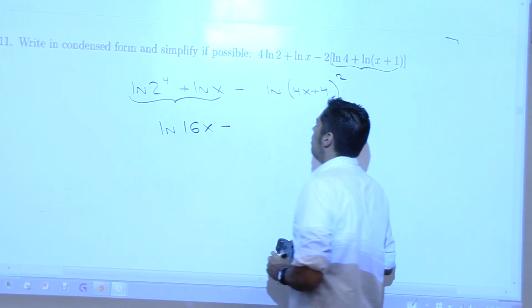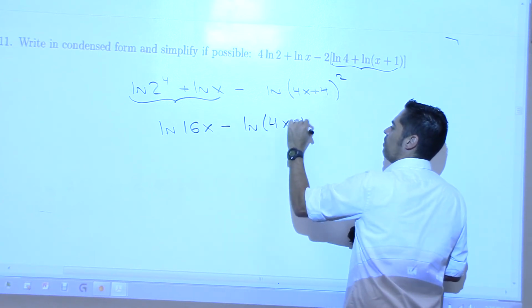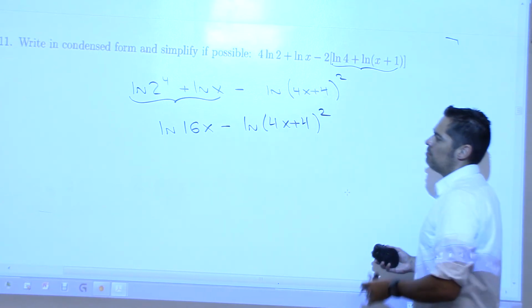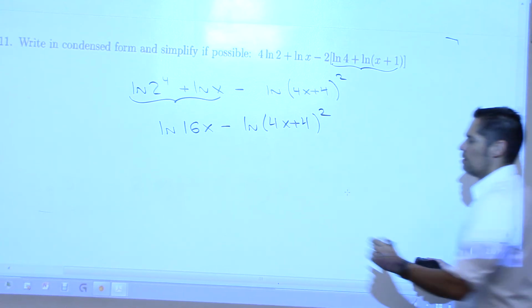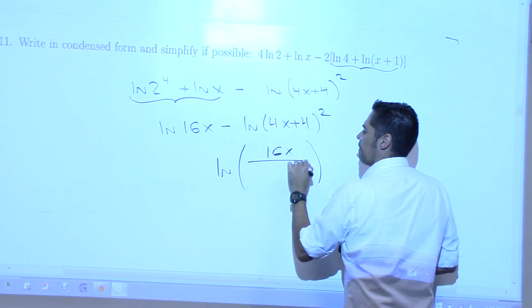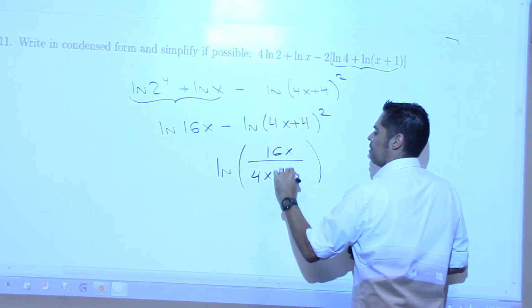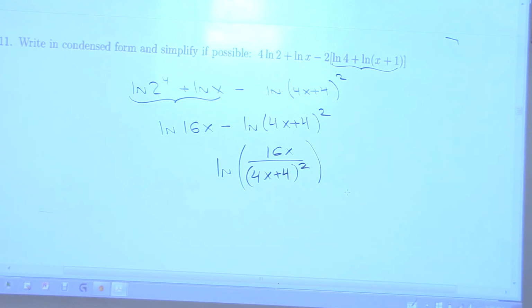And then minus over here, well, natural log of (4x + 4) squared. And then now that can go into a single log with division. Log of 16x over (4x + 4), quantity squared. There we go. That's condensed.